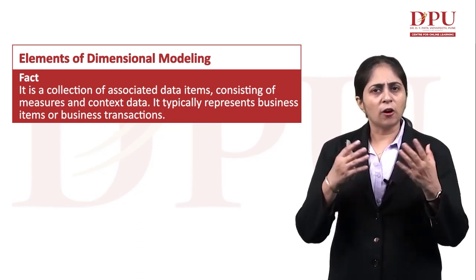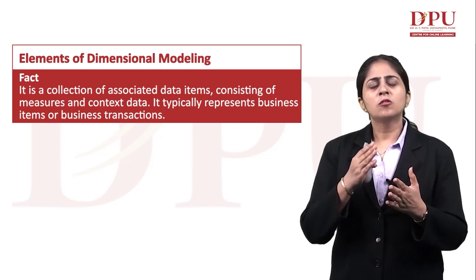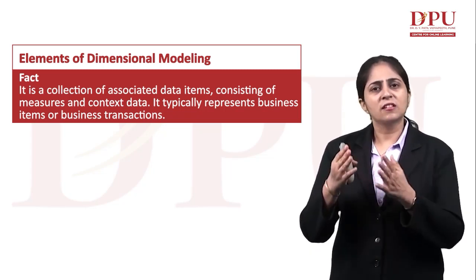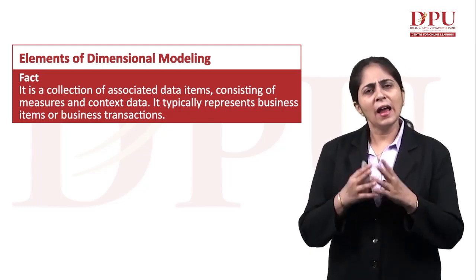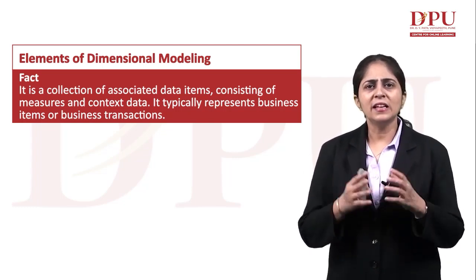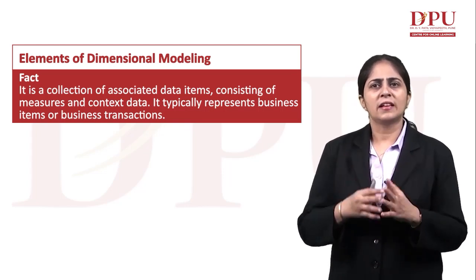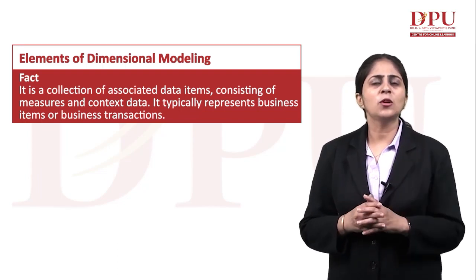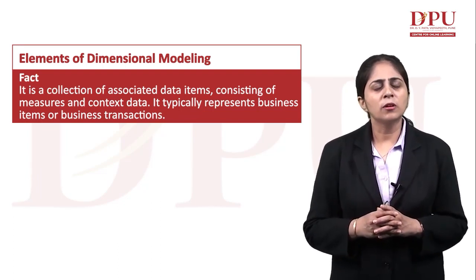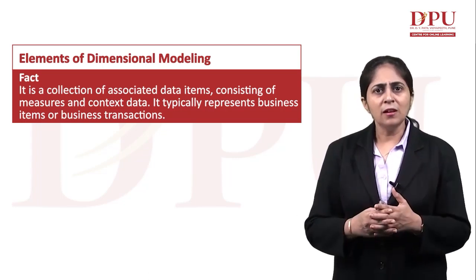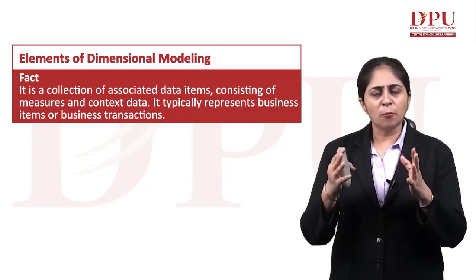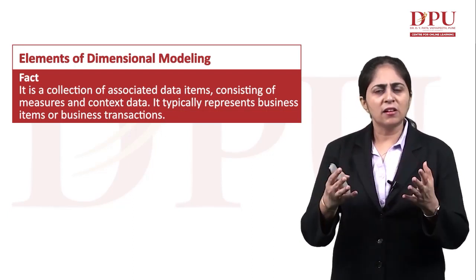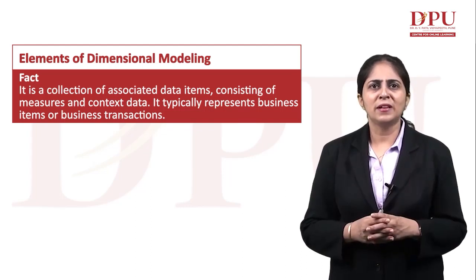Suppose for a ball we are considering, the fact that we can consider for a ball is its size, its color, its shape and those things. So a fact is basically a collection of associated data items and it will consist of a measure. Measure means it will consist of a certain quantity. Like if we talk about the size of a ball, we might measure the size of the ball in a few centimeters. So the value can be 5 centimeter, 10 centimeter, 12 centimeter, whatever the measurement is.